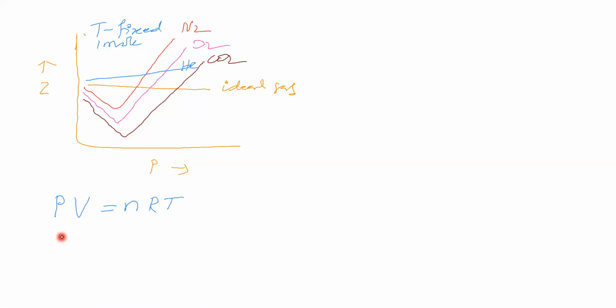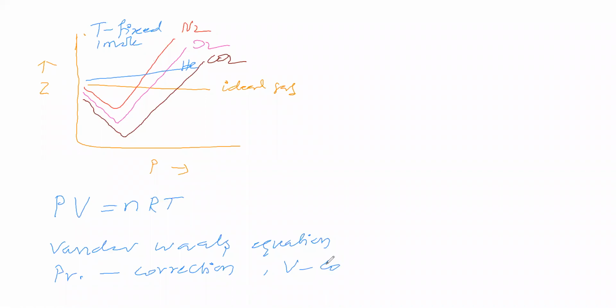In the Van der Waals equation, where all the correction is done, that we will see. Now we are taking the Van der Waals equation. In the Van der Waals equation, the corrections are done in the pressure term, and another one in the volume term. In the number of moles and temperature, correction is not done. Only in pressure and volume.